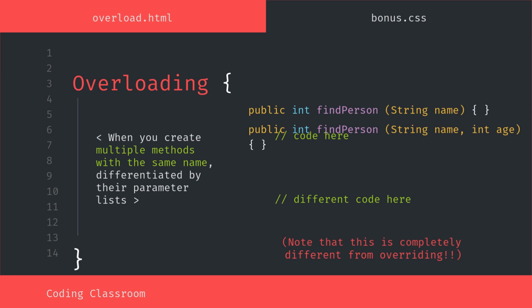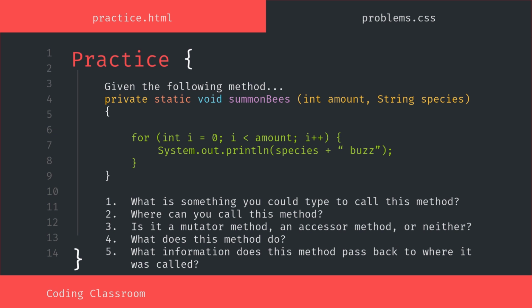Method overloading allows multiple methods to have the same name but different parameter lists. For example, public int findPerson(String name), public int findPerson(String name, int age). This makes your code more versatile and easier to read. Here's a practice example. private static void summonBees(int amount, String species), for (int i = 0; i < amount; i++), System.out.print("buzz").